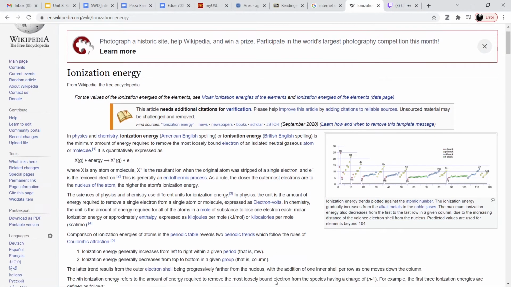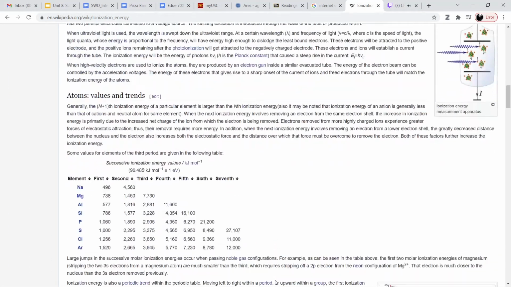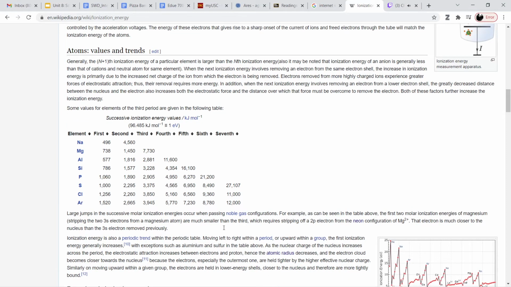Swapping back over. Let's see here. Where's this nice table for us? Aha! So here's a couple of them. If you look at sodium, the amount of energy for it to lose its first electron is about 500 kilojoules per mole. To lose the second one is almost 10 times that amount. It's incredibly unfavorable for it to lose the second electron.